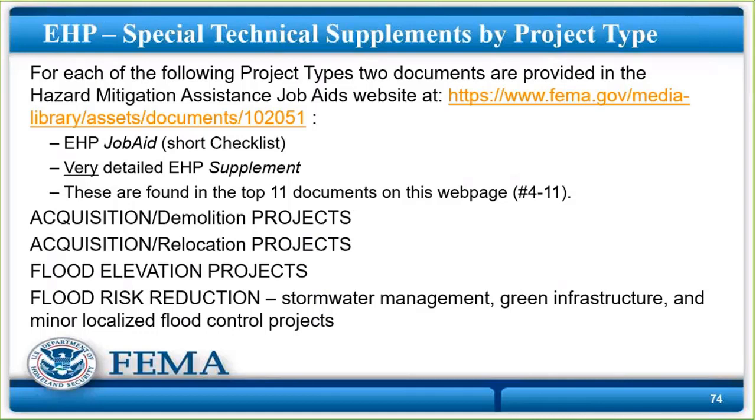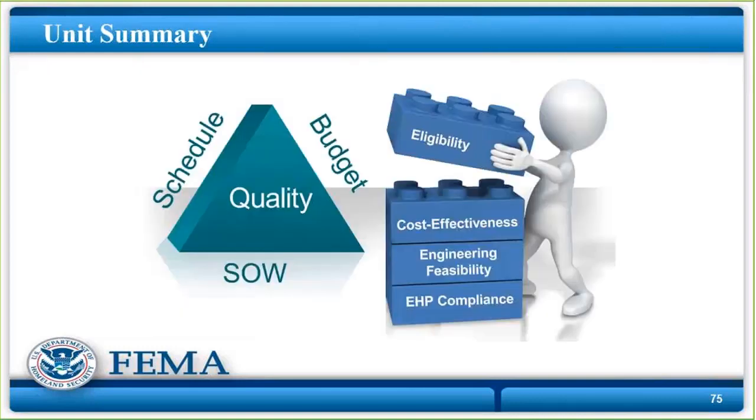And FEMA has just created special technical supplements by project type that are specifically for developing environmental documentation for those project types. One is a job aid, which is a short checklist that pretty well shows you what's needed at time of application and what can be done after your project is selected. And then there's an extremely detailed EHP supplement that walks you through every step of the way and talks about all kinds of issues and situations and what's needed for those. They are tremendous. They're good, okay? So they are found at that website, and these are the top 8 documents. And so it's documents number 4 to 11 and the top 11 documents on that page. A lot of people don't even know those are out there.